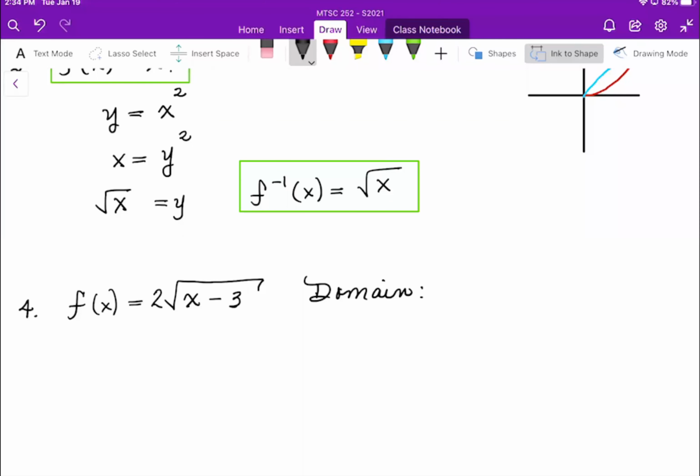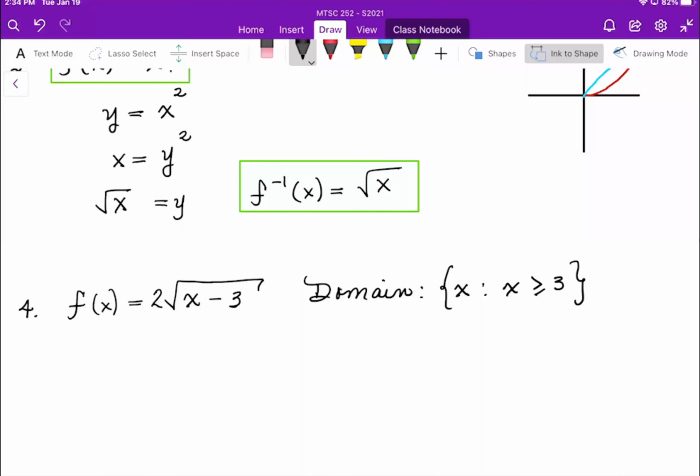What values can go inside of here for this function? The domain is the set of all x such that, what do I know about x has to be true? Has to be higher than 3. Okay, can it be equal to 3? Yes. Okay, so x is greater than or equal to 3.